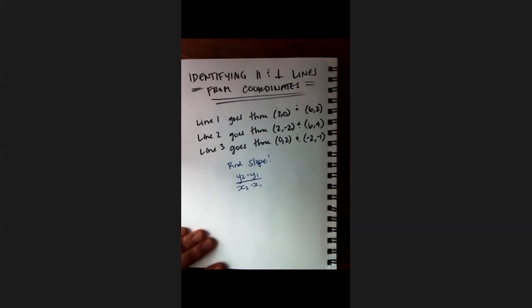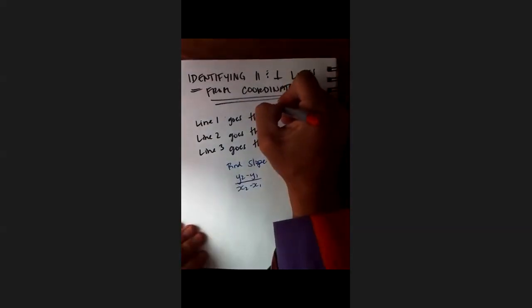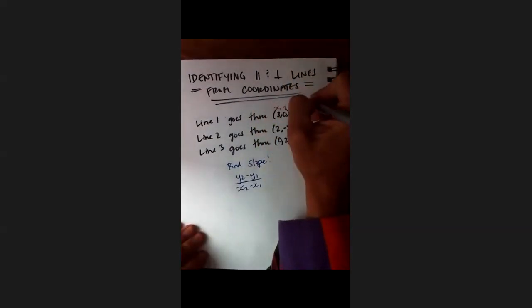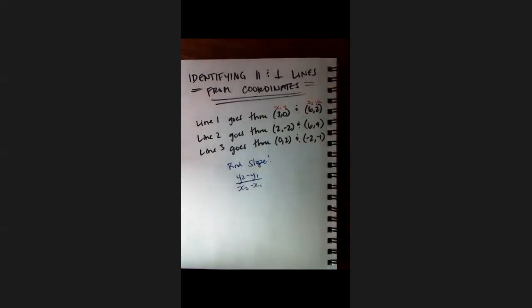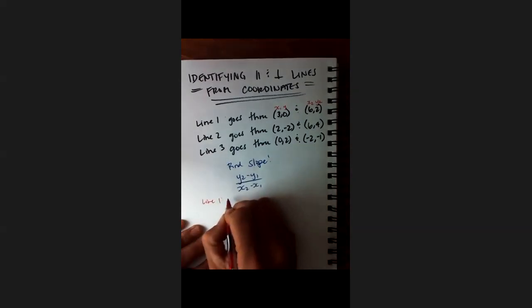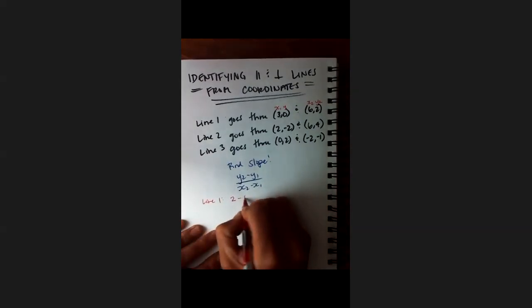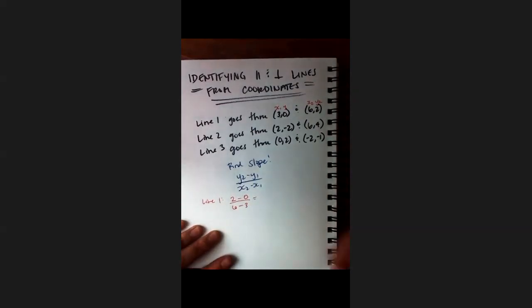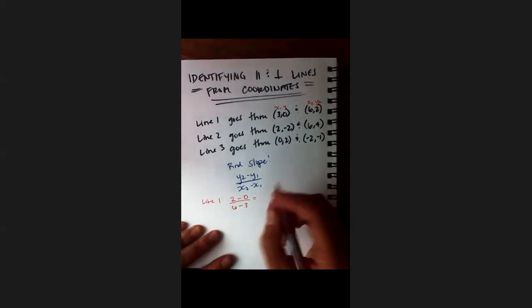So just go ahead and label the top of those lines with which one it is, 3 being x1, 0 being y1, and 6 being x2, 2 being y2. So go ahead and plug those numbers into your equation so you can solve for the slope of line 1. We'll have 2 minus 0 over 6 minus 3. Let's get just 2 over 3.